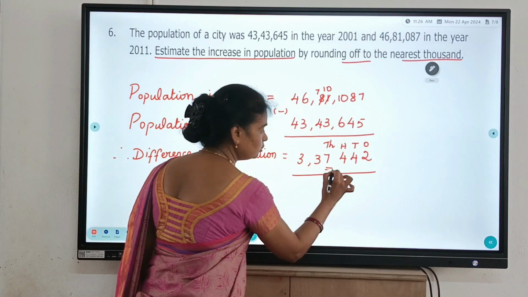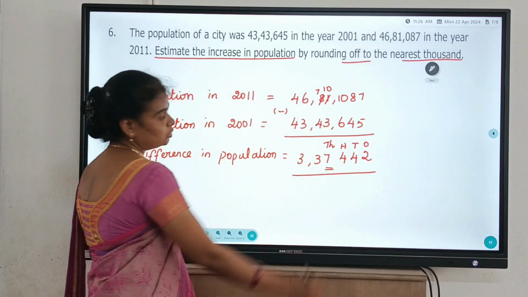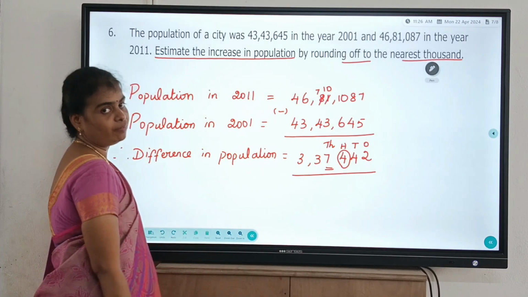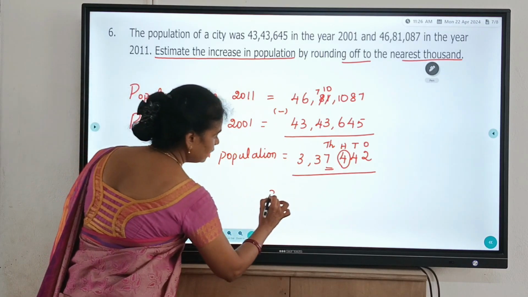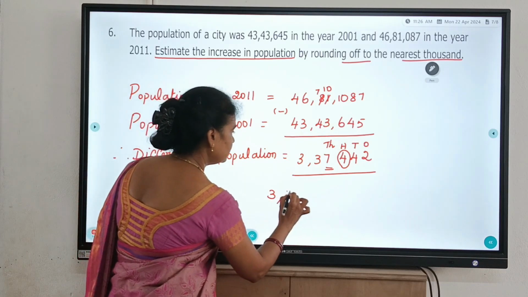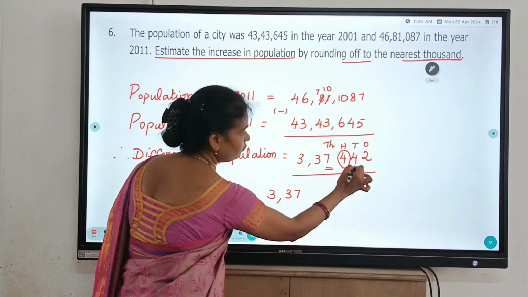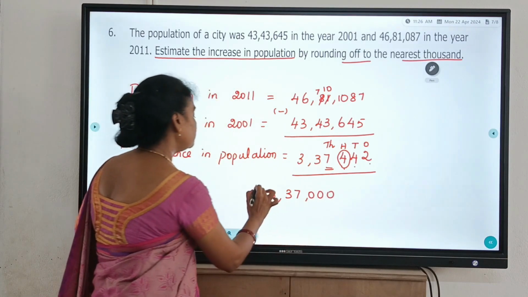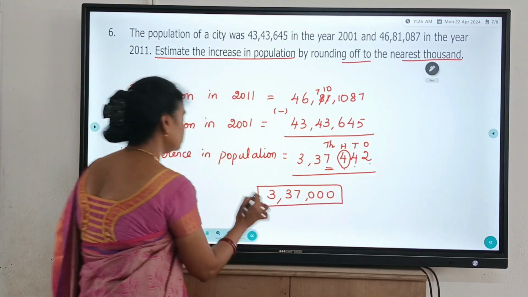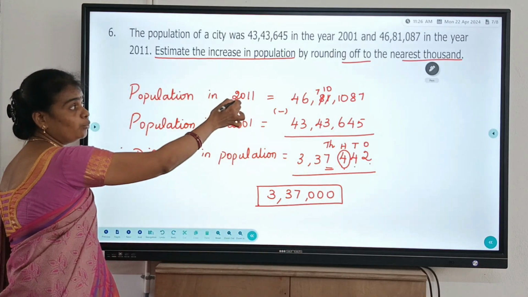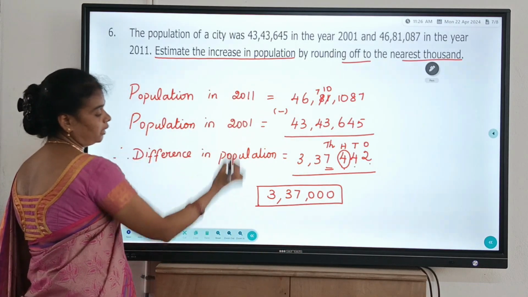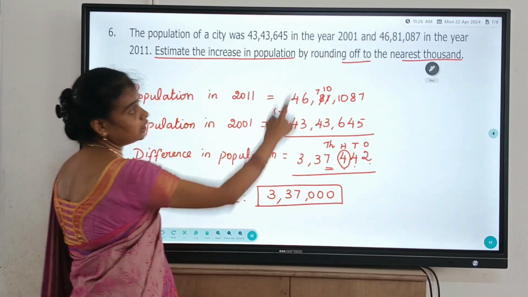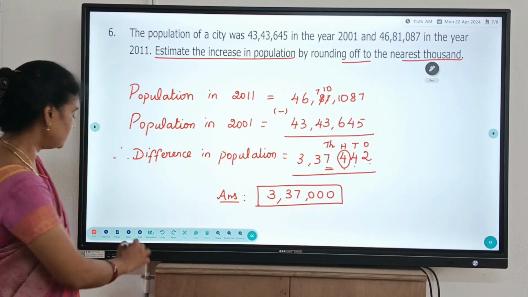So, in case of thousands, you have 7. So what you will do? You will check the next digit, which is less than 5. So don't do any changes. The answer will be 3 lakhs 37, and instead of these 3 digits you will write 3 zeros. So the answer is 3 lakhs 37,000. This was the increase in population between the years 2001 and 2011. And we have also estimated it to the nearest 1000. Did you understand?